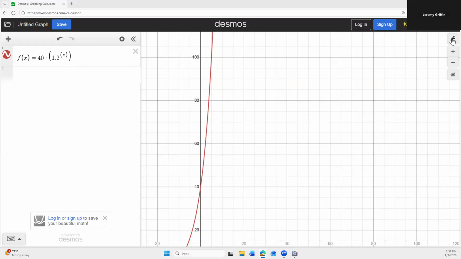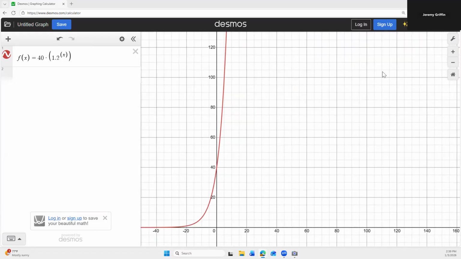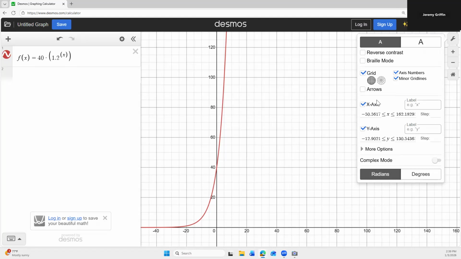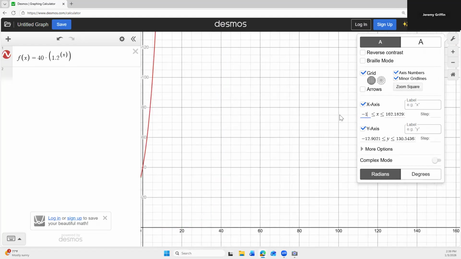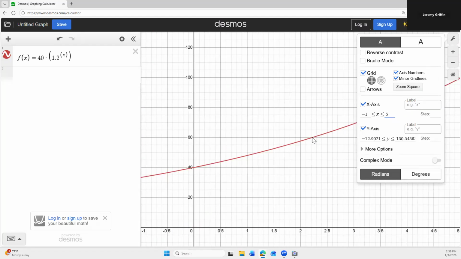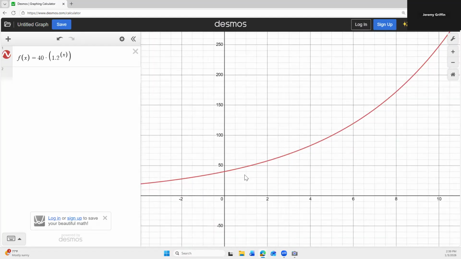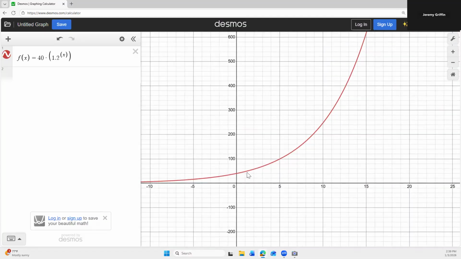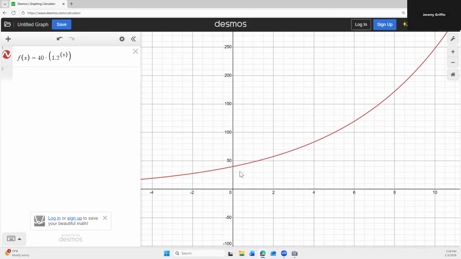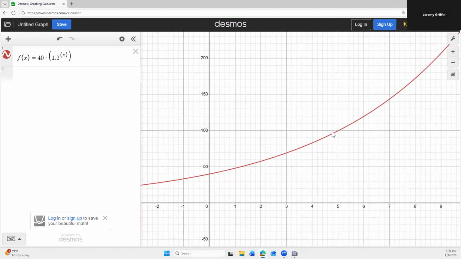Here's a little bonus. If you click this wrench, you can change the axis settings. Maybe I only want this x-axis to go from -1 to 5. Let's try that. Okay, that looks a lot cleaner to work with. So we're going from year 0 to year 5, which is right there. Right, it went up to 100. Okay, same thing. There you go.